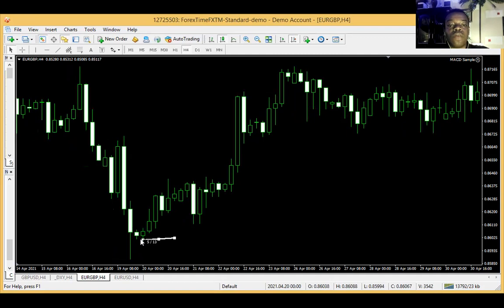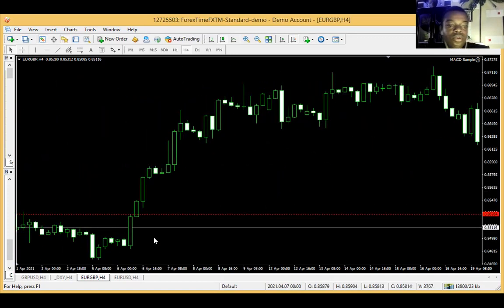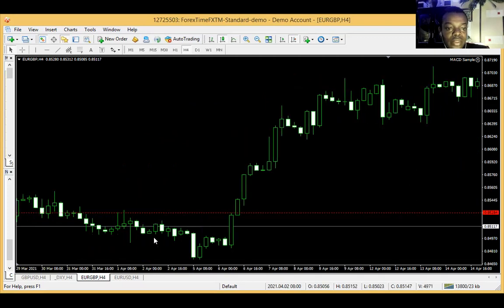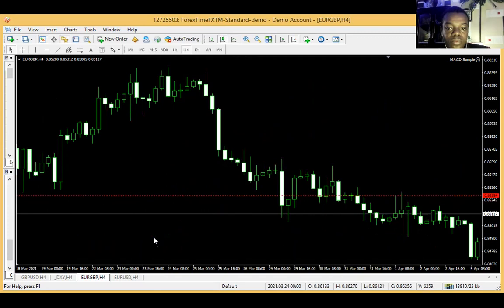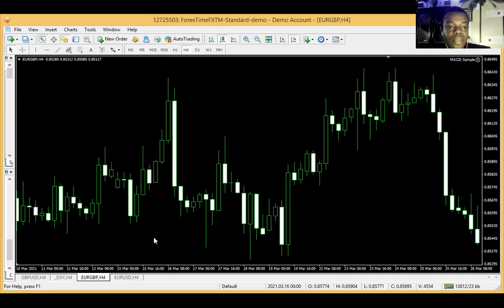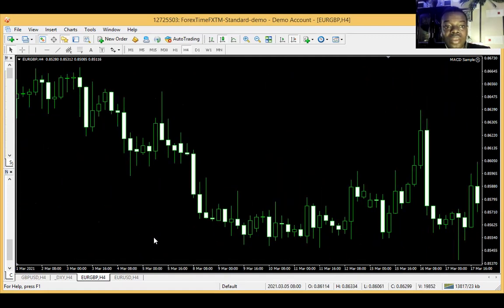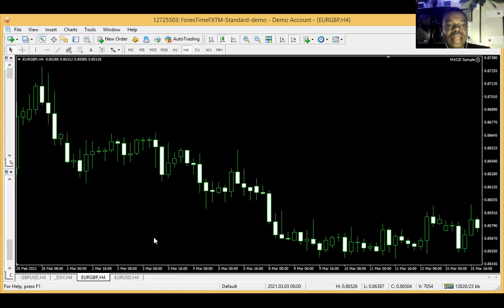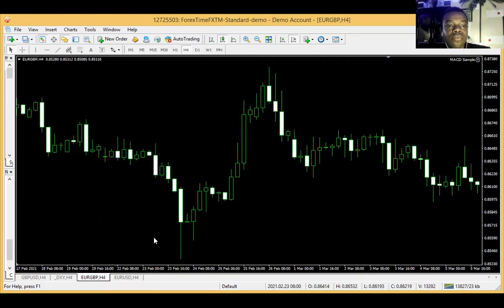So let's look for a valid tweezer bottom and see if I can find any valid one, because we have done an example on tweezer top. I think we should look for an example on tweezer bottom. If we see one, this reversal pattern always appears, well, not always, but they are regular. Once you can identify them, you are good to go.